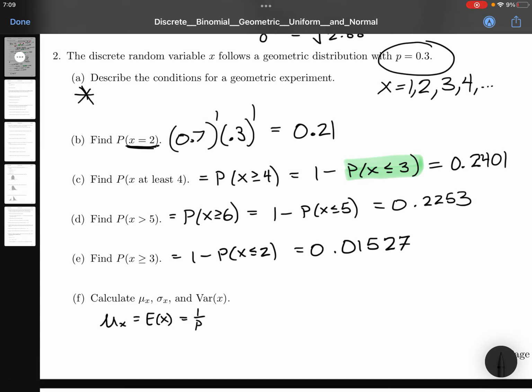The mean, or expected value, is 1 over p. So 1 over 0.3 is 10/3. So in the long run, our first success will happen about the 3rd try.